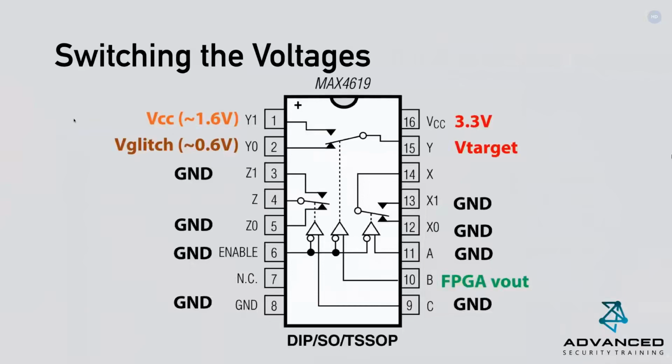And how do we actually switch and manipulate the voltage? Well, you can grab an analog multiplexer like this one, the Max 4619. I have VCC and V glitch, which are just 2 arbitrary input voltages. You can see this device normally runs at 3.3, but we're taking it all the way down to 1.6. Why do we take it that low? Because it's less stable at that point when we start to glitch it. It's already running at the bare minimum, and we can go from there.